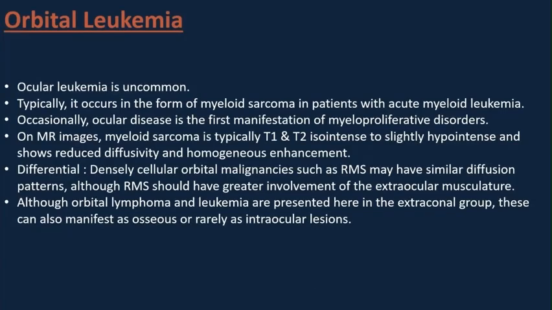Ocular leukemia is uncommon and typically it occurs in the form of myeloid sarcoma in patients with acute myeloid leukemia. The ocular disease is the first manifestation of the myeloproliferative disorders. This is T1 and T2 isointense to slightly hypointense and shows restricted diffusivity and homogeneous enhancement. The other differential to be considered in this will be rhabdomyosarcoma. Although orbital lymphoma and leukemias are presented here in the extraconal groups, these can also manifest as osseous or rarely as intraocular lesions.